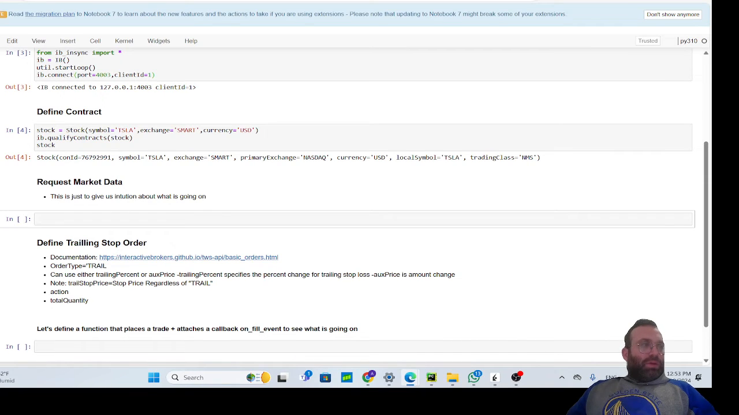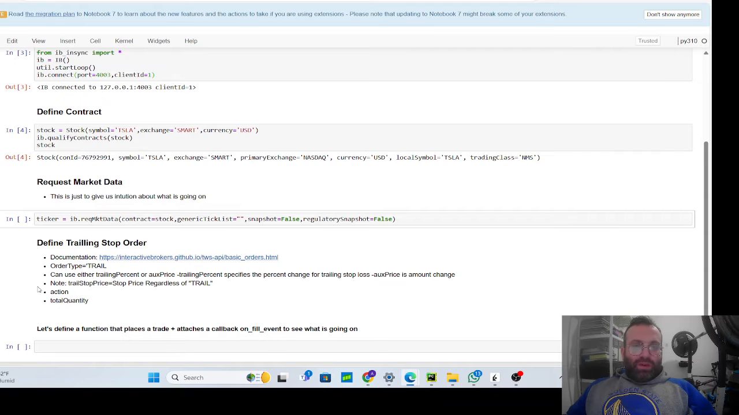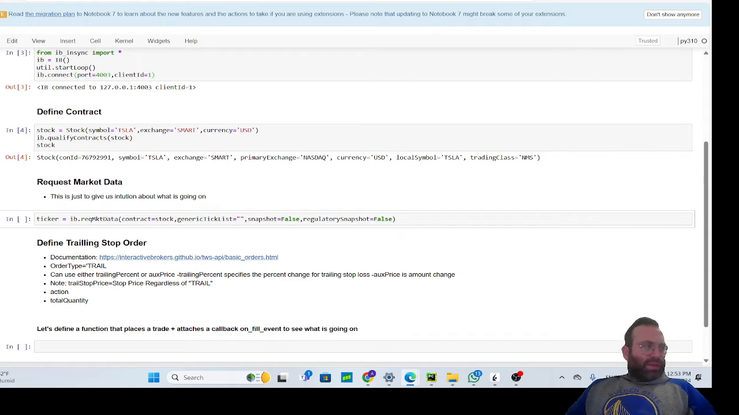So how do we request market data? Of course, we do this with ib.reqMktData. We give it a contract. The generic tick list is what we want to see; I just did the default. Snapshot equals false means it'll constantly update. Regulatory snapshot gives you the national best bid offer, but we don't need that because it costs money. So we define this ticker to get the market data.